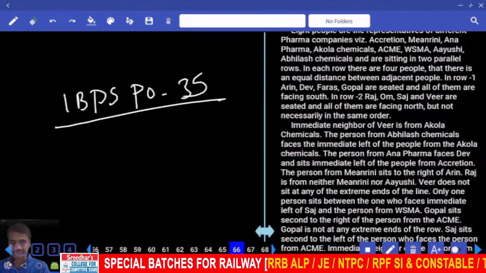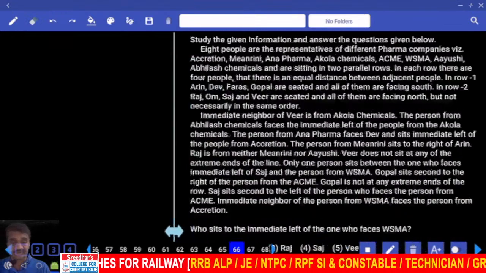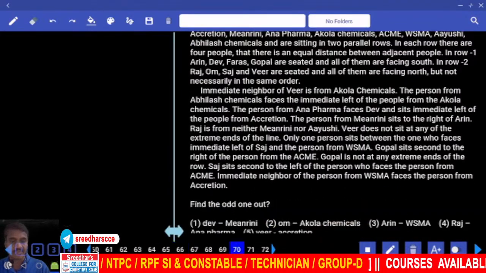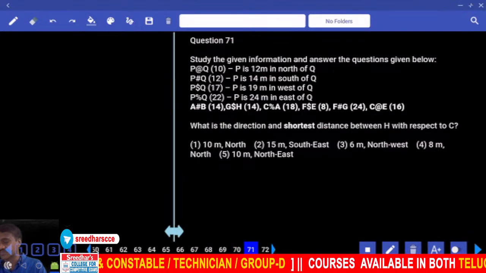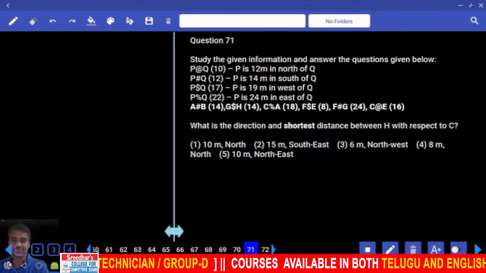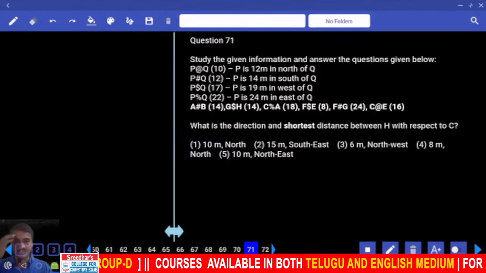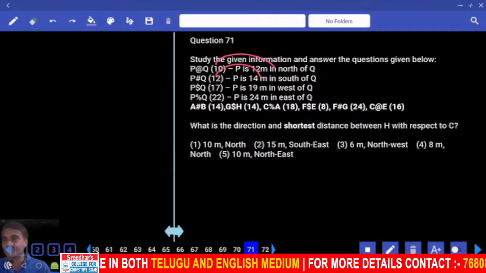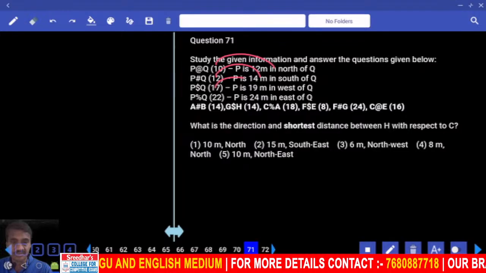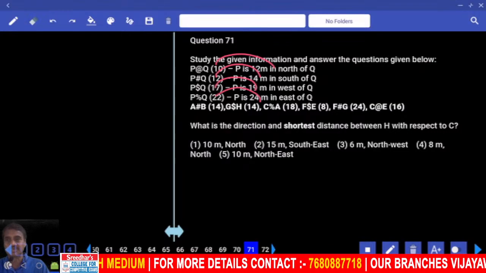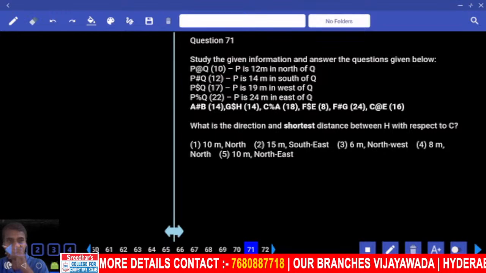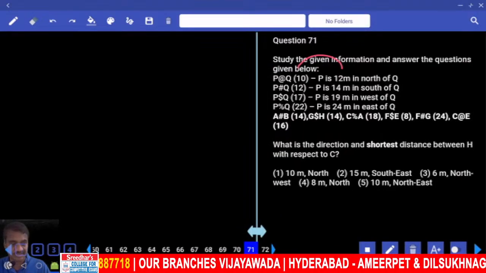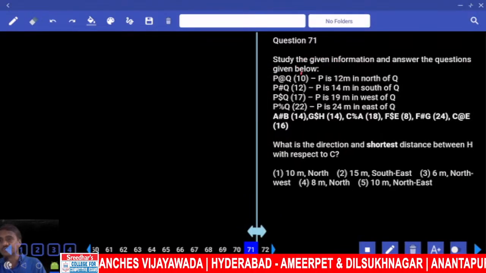Questions 66 to 70, first or second priority? Definitely second priority. And 66 to 70, then 71 onwards, and 71 directions is first priority. Now here, 10 has become 12, isn't it? And 12 has become 14, 15 has become 17, 17 has become 19, 22 has become 24. That means to the number that is given in the bracket, 2 is added to find the distance. Clear? The distance is nothing but 2 more than the number given in the bracket.